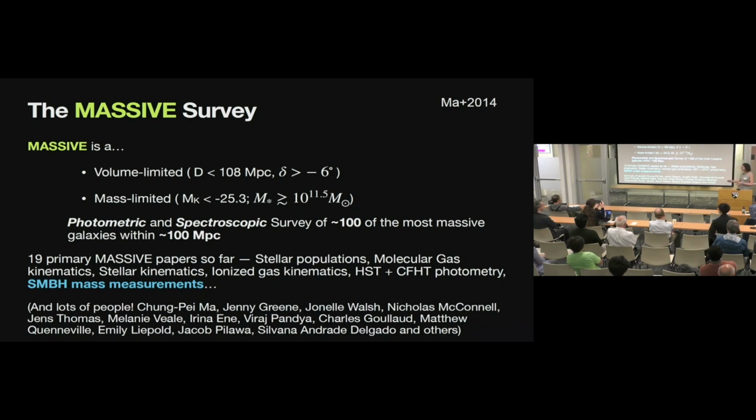We've been putting out a number of papers at this point looking at as many properties of these galaxies as we can. We've looked at the stellar populations of these galaxies. We've looked at the molecular and ionized gas kinematics. We've looked at the stellar kinematics for these galaxies. We've done a bunch of HST and CFHT photometry. And most importantly, we're now in the stage where we're really trying to churn through making a bunch of supermassive black hole mass measurements of these galaxies.